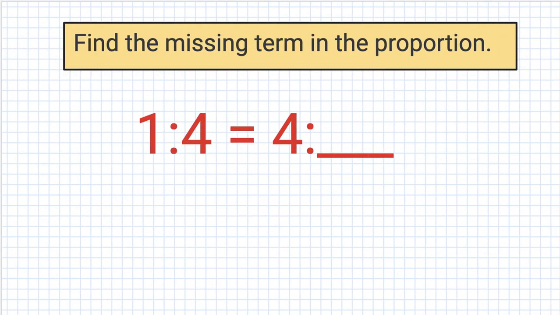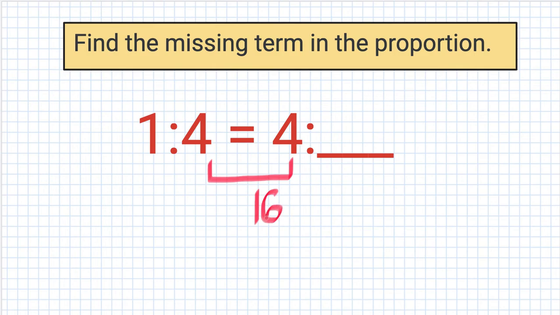Okay, now let's try to find out how we can find the missing term in the proportion. For example, 1 is to 4 is equal to 4 is to blank. This is the missing number here. We can find the missing term in the proportion by identifying which terms are complete. Are the terms complete in the means or in the extremes? In this case, the numbers in the means are complete. So we multiply them. 4 times 4 gives us 16.